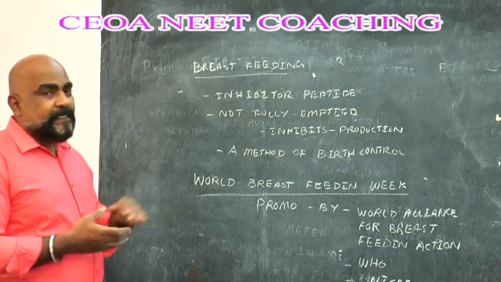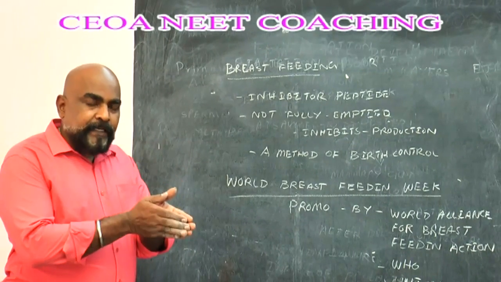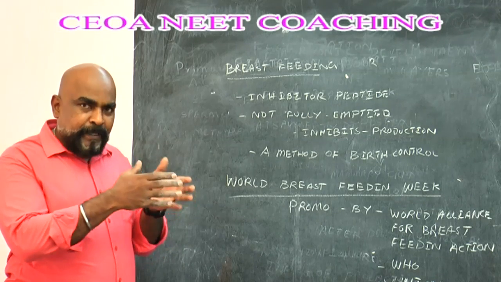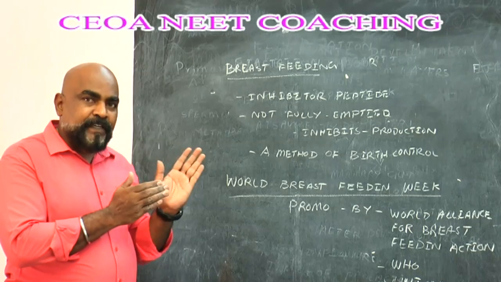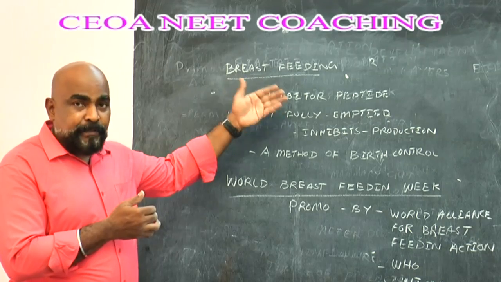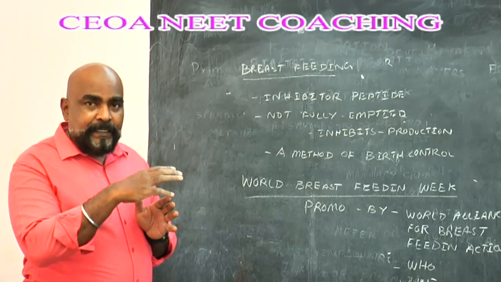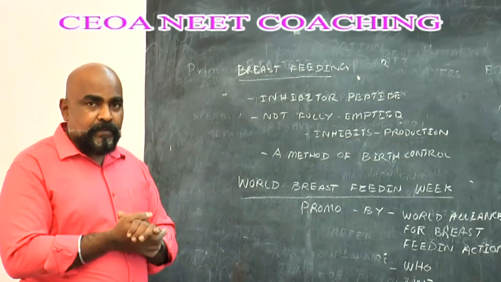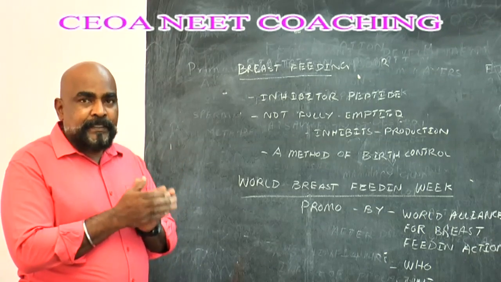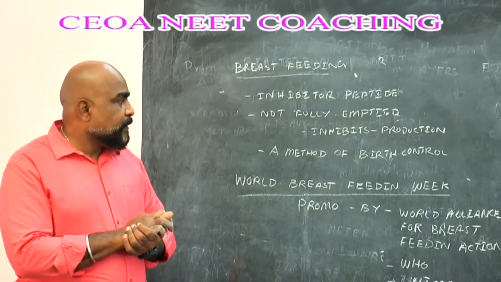See, the milk contains an inhibitor peptide. If the mother is not going to feed the baby, this inhibitor peptide will accumulate within the mammary glands and it prevents further secretion of the milk. So it is a negative feedback inhibition. If the mother is giving milk, this peptide will get diluted and go off, and again milk will be produced. But if she does not feed for a period of time, this inhibitor peptide will inhibit the formation of milk.